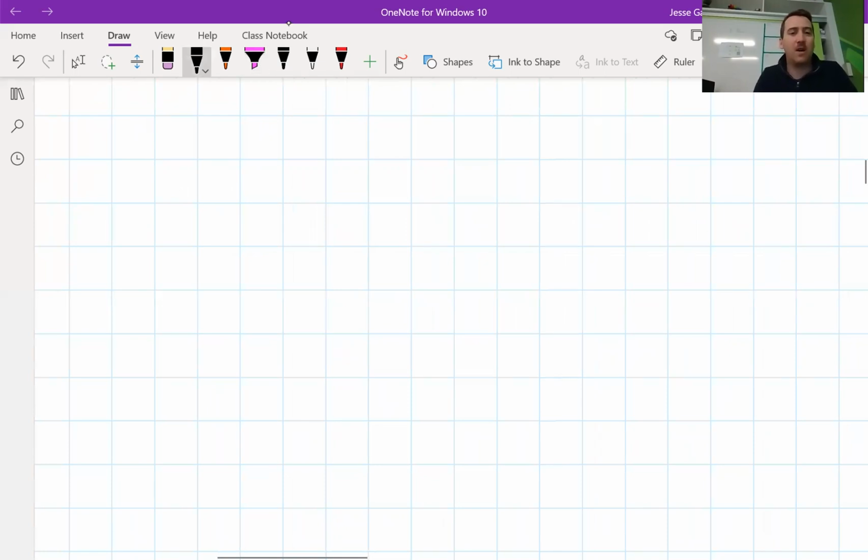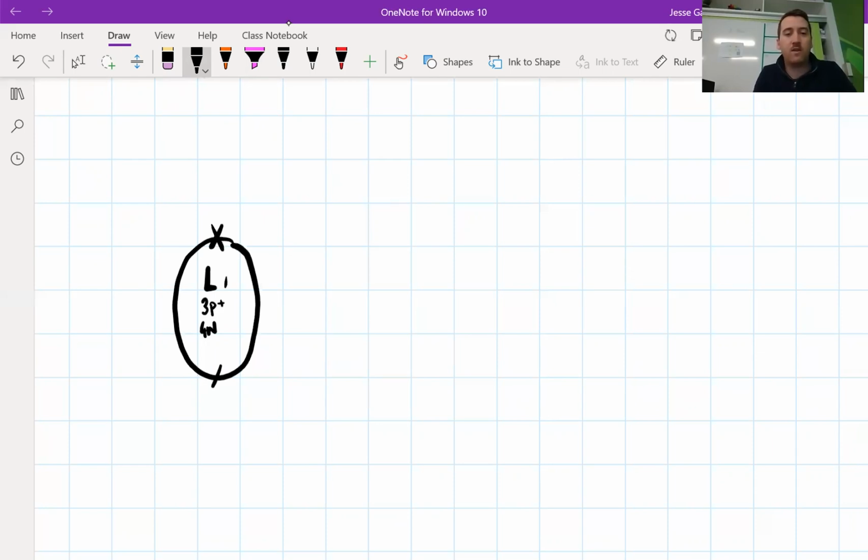Let's start by looking at an element. Let's say we have the element lithium. Lithium has an atomic number of 3, which means it's got 3 protons in the nucleus. So it's got 3 positive protons, and a mass number of 7, which means it's got 4 neutrons also in the nucleus with no charge. If we were to draw the electrons, a lithium atom has 2 electrons in the first shell and 1 electron in the second shell.